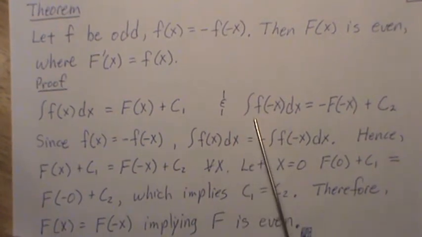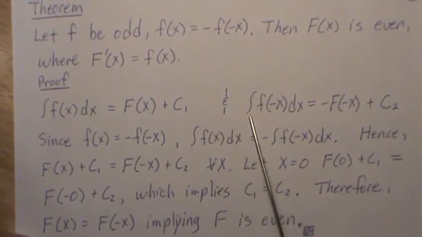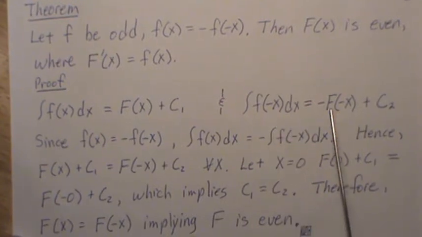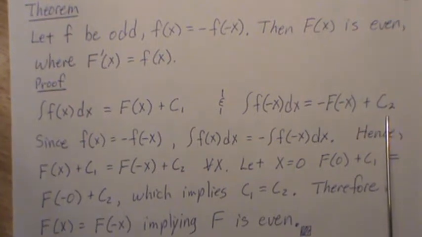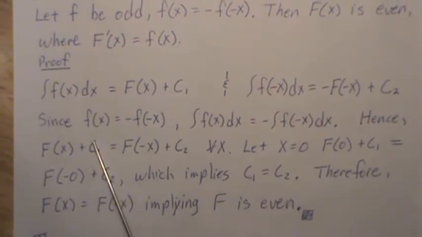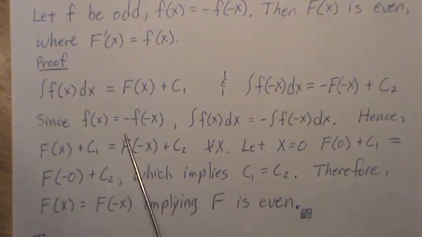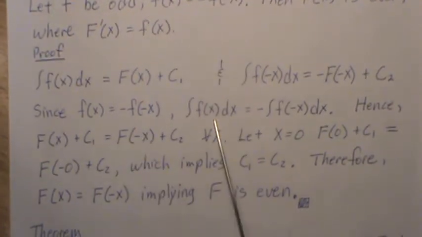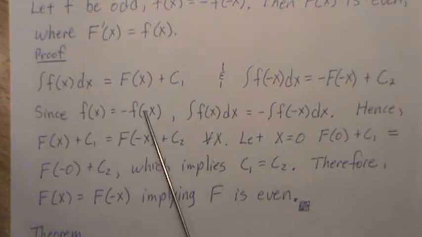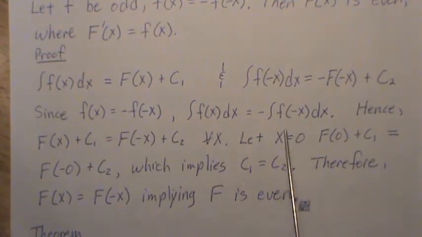And note that since it's an odd function, the antiderivative of f of minus x is minus capital F of minus x plus some constant called C2. We don't know if those are the same constants yet. Now, since it's an odd function, these two values are equal, and then that means that these two values are equal, right? So if you just replace this in here, you get this.